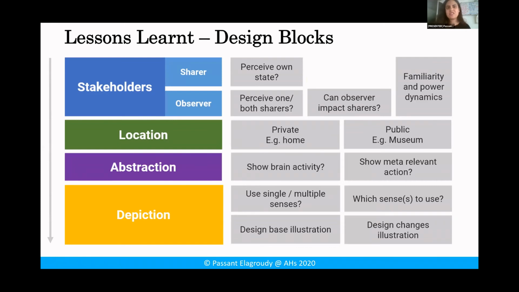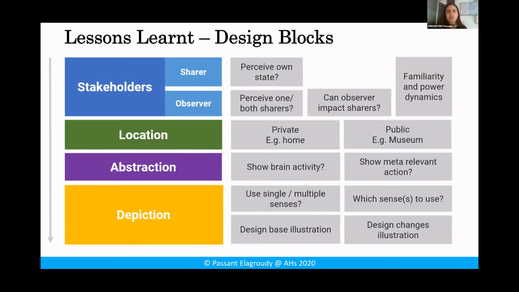And we consolidated what we learned in some design blocks to help future designers think about such systems. So first of all, a designer should think about the stakeholders in terms of the sharers. Could they perceive their own state or not? And in terms of the observers, can they see both sharers or one of the sharers? And could they actually impact the experience and interfere in it or not? In terms of the location, there are completely different design implications, whether you use such a system in private setups or in public setups like exhibitions.